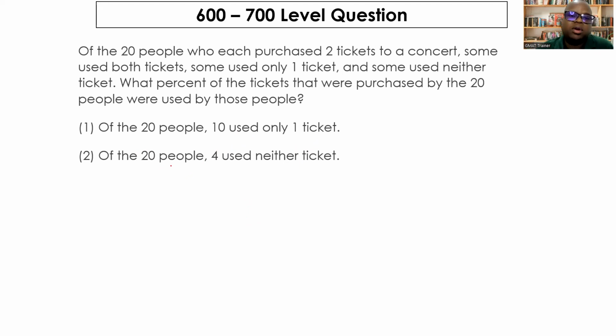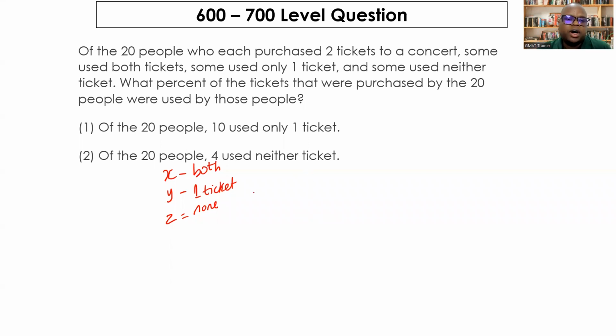So we have 20 people. Of the 20 people, each of them purchased 2 tickets. Some used both tickets, so you can have, let's say, X used both. From just what you've told, let's put it in expression form. And then some used only 1 ticket, so you can call Y equals 1 ticket. They used 1 ticket. And then some used neither, and call them Z, used neither. Neither 1 or 2.